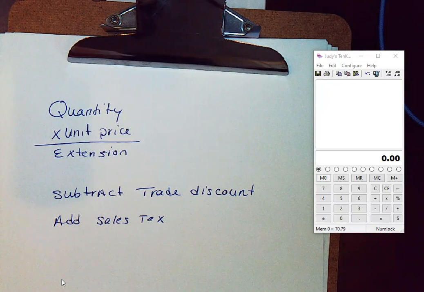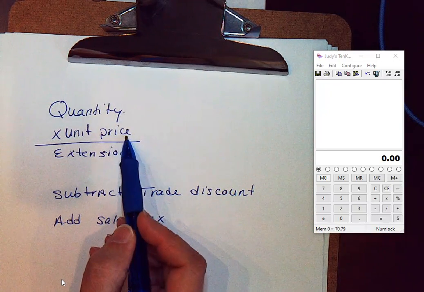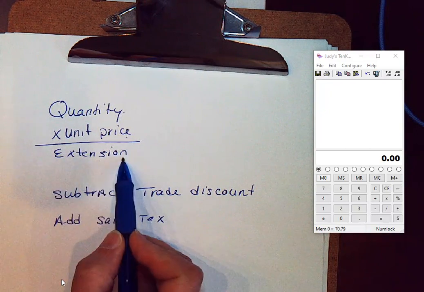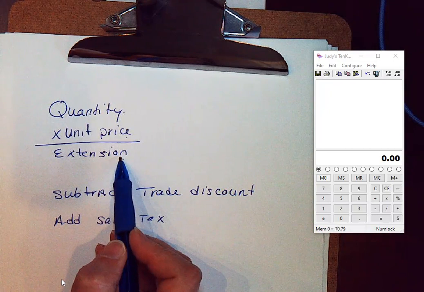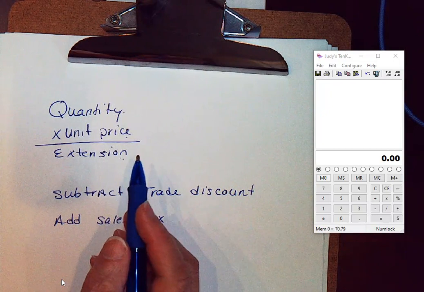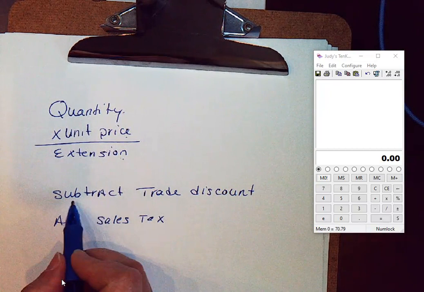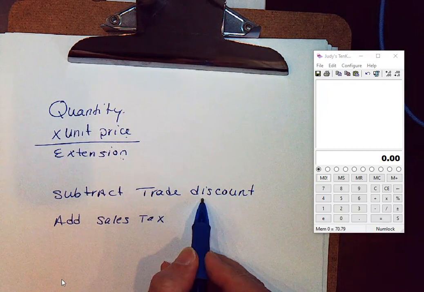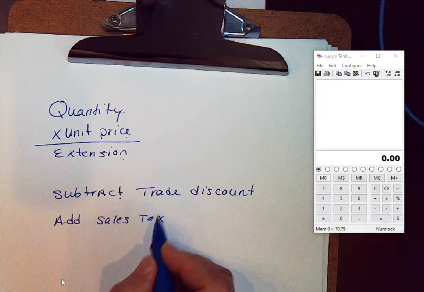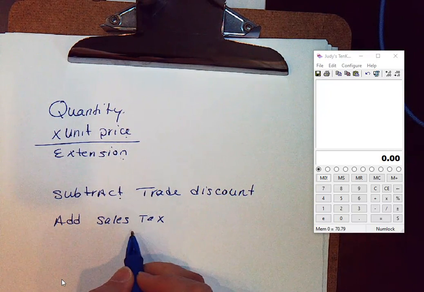Extending invoices: when we multiply the quantity, how many items, by the unit price, which is the price for one, then we're getting the extension, how much it costs for however many we are buying. That is called extending an invoice. If we are given a trade discount, then we will subtract the discount, and then depending on the state that you're in, we would add sales tax.